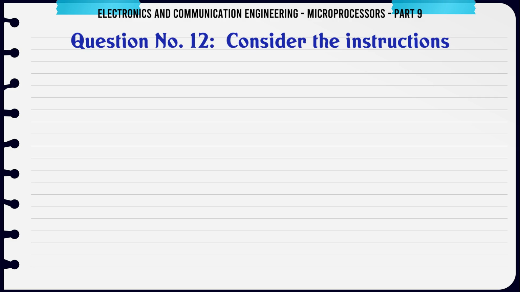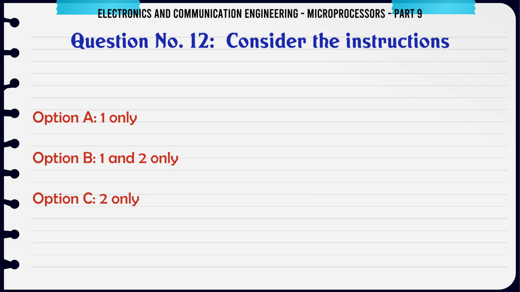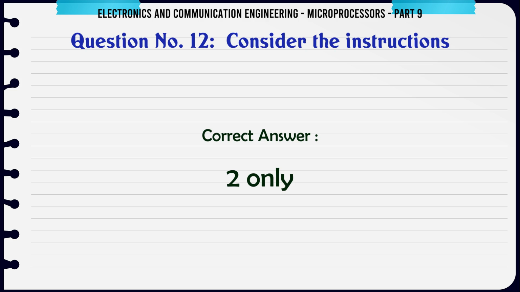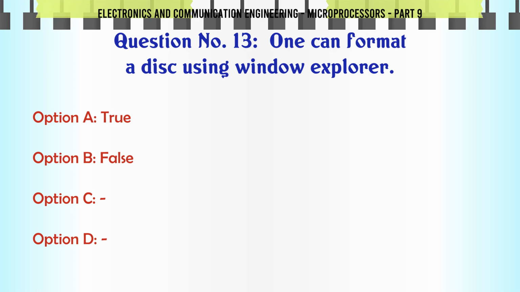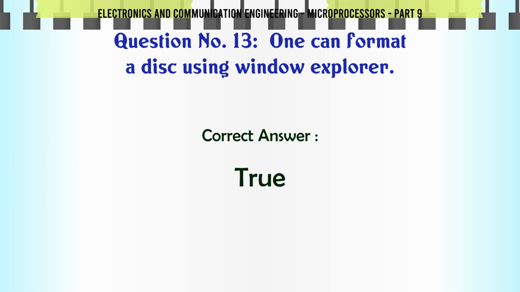Consider the instructions. A. 1 only, B. 1 and 2 only, C. 2 only, D. 3 only. The correct answer is 2 only. One can format a disk using Windows Explorer. A. True, B. False. The correct answer is true.